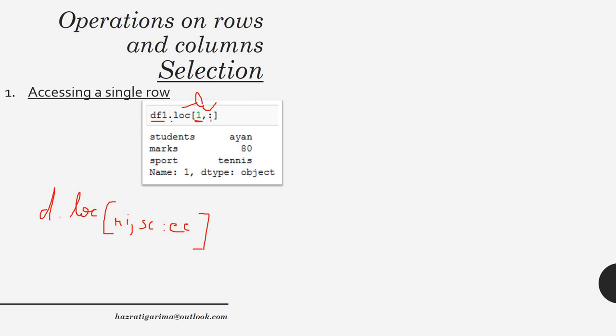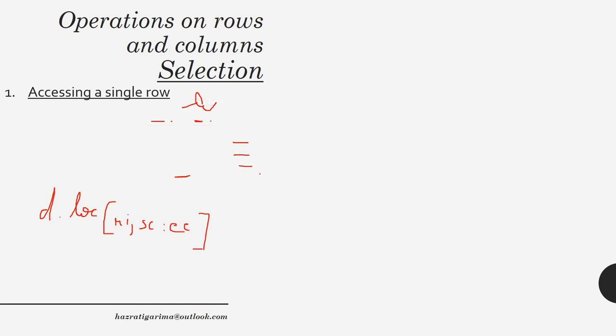We learned about this in slicing while doing lists and dictionaries, so this is the slicing operator. So I am using start column 0 and end column 2, and I am getting the first row only. The first row was of Ayan, where the student name is Ayan, marks is 80, sport is tennis. Name first, the index of the column is 1, and the data type is object.